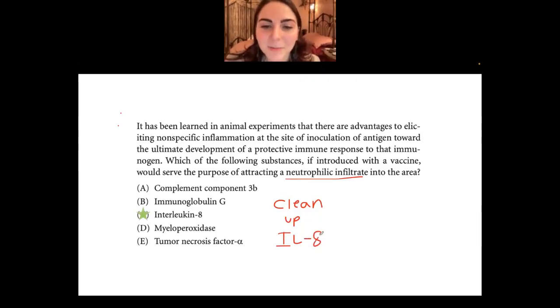And nay, I like yours better. 8 for 8, because neutrophils are phagocytic. I actually really like that. That's really good.